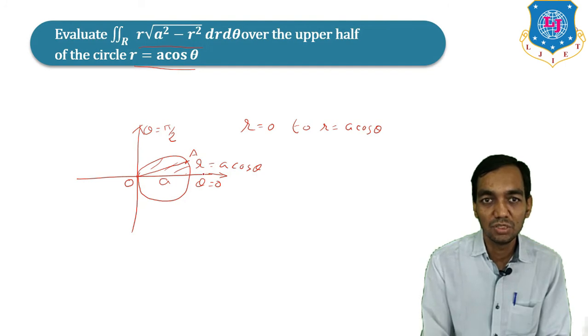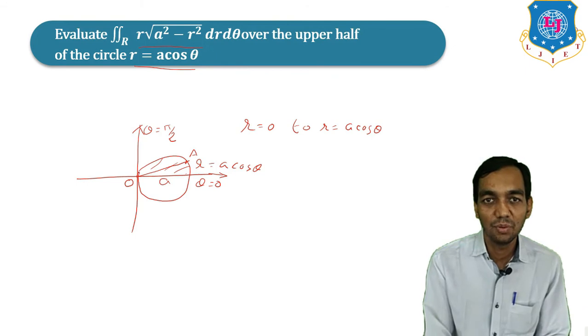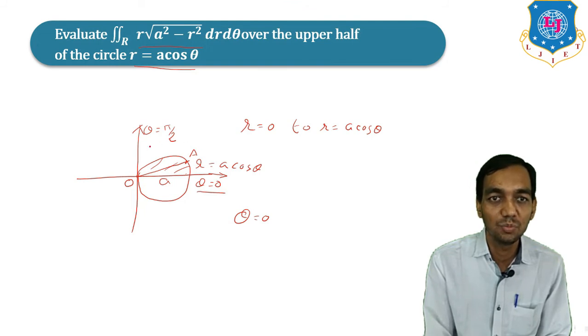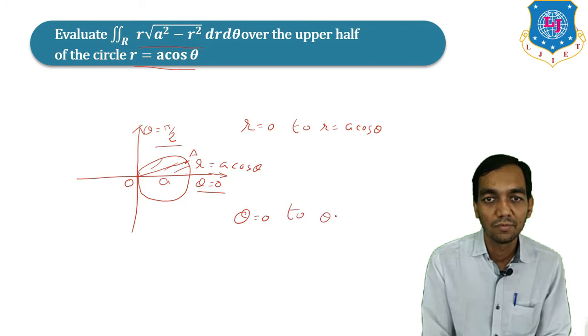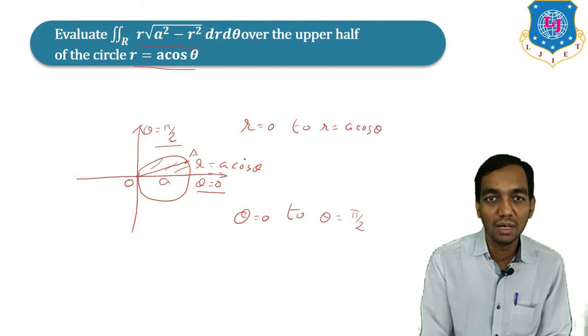Now your theta, that means your radius vector, is going to move along the circle, starting from theta is equal to 0 here, and it is going to move up to this point, that means theta is equal to pi by 2 point. Okay, so please remember this thing, that your limit is from r is equal to 0 to a into cos theta, and theta is equal to 0 to theta is equal to pi by 2.